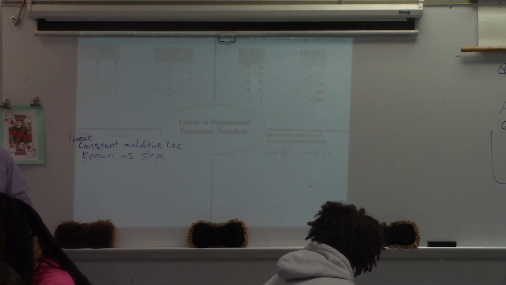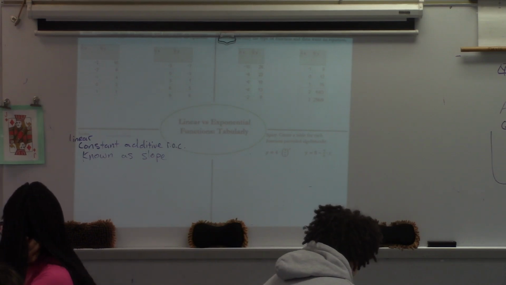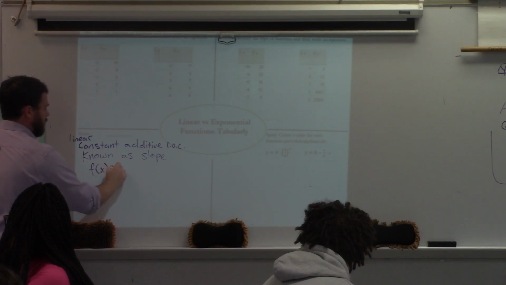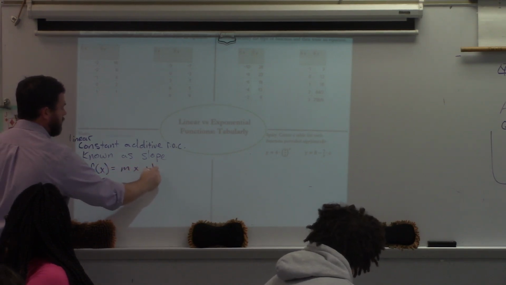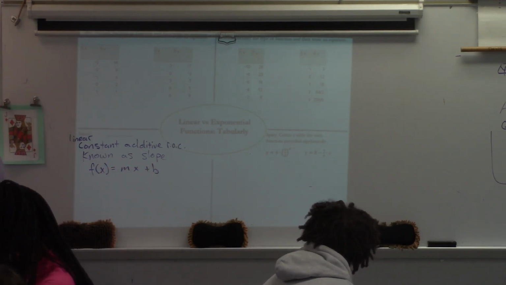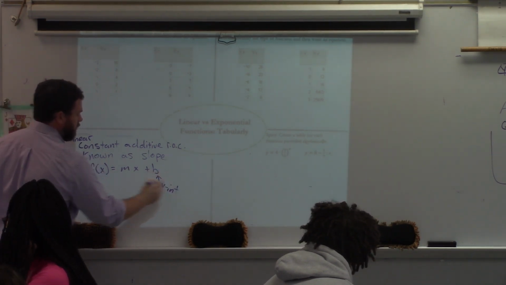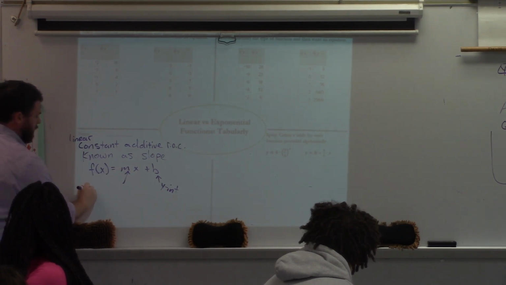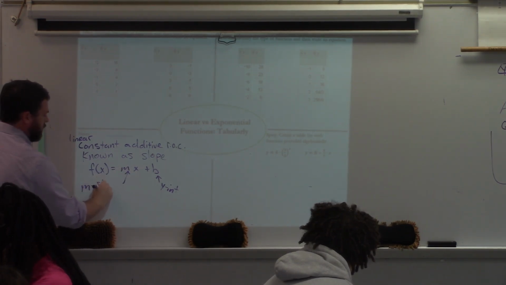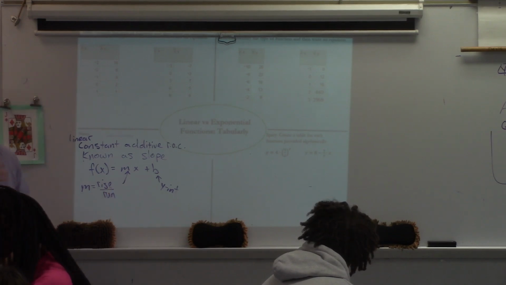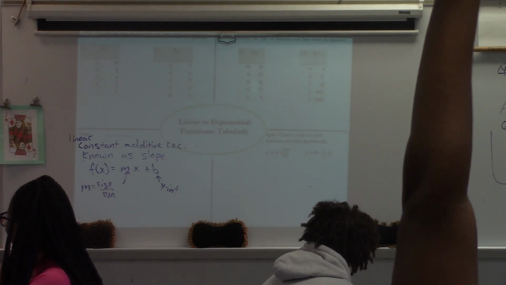Anybody able to add anything more onto that information? Okay. Y equals mx plus b. B is the y-intercept. Okay, so m is equal to rise divided by run. Is there anything else we could add on about that m or that rise divided by run?